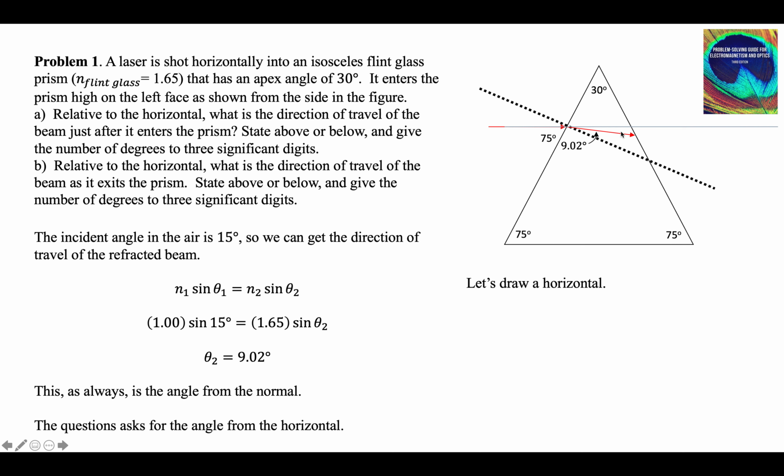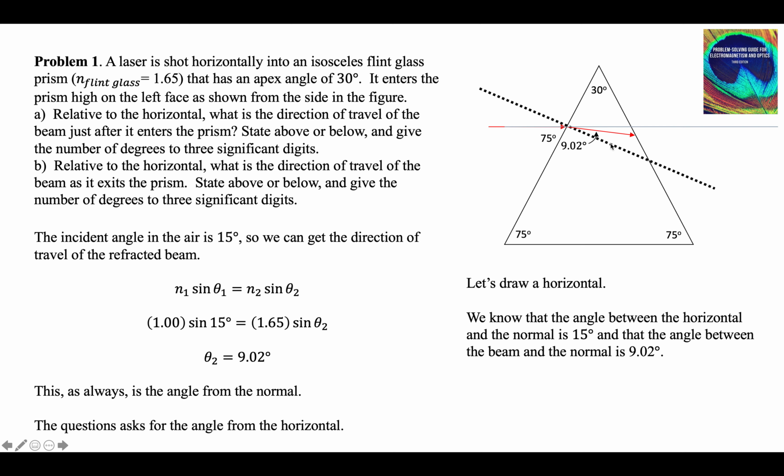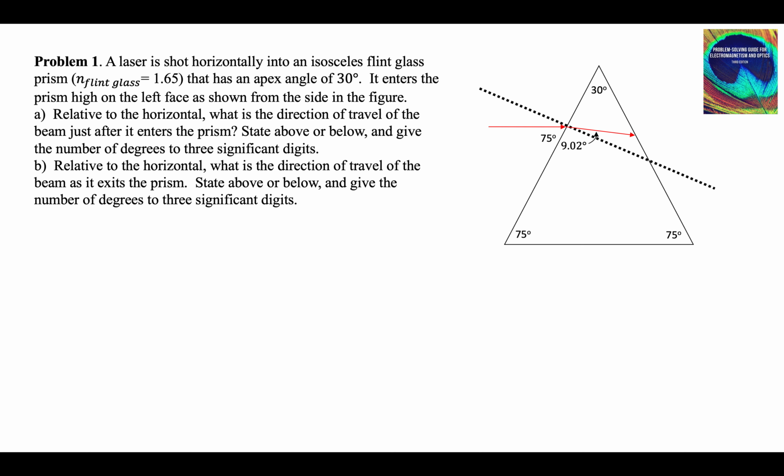The whole angle is 15 degrees. Between the beam and the normal, it's 9.02. So we can calculate between the beam and the horizontal must be 15 minus 9.02, which is 5.98. So the beam is about 6 degrees below the horizontal. And that's part A. Now we can address part B, what happens at the second interface.